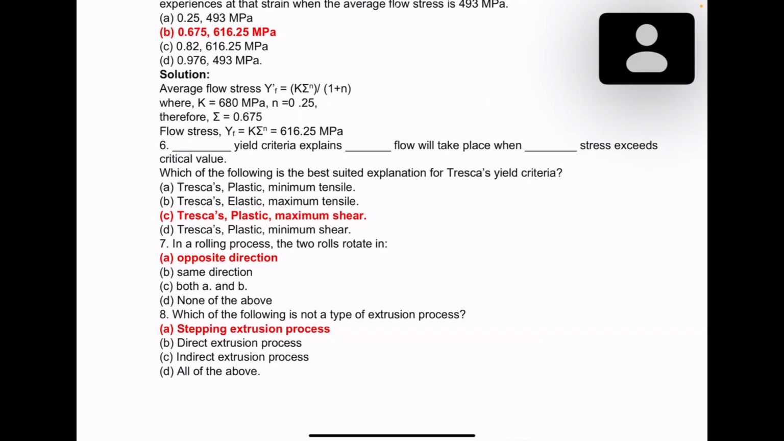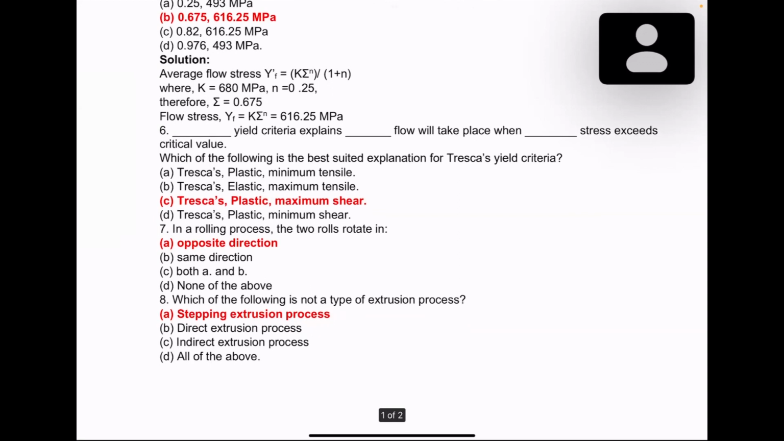Okay, so now in a rolling process, the two rolls rotate in what direction? So you know, if both were rotating in the same direction, then the drawing of the product or sheet between the two rolls won't be possible. So the two rolls must be rotating in opposite directions so that the sheet can be rolled in between the two. So option A is the correct option here.